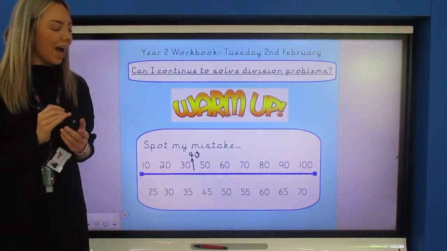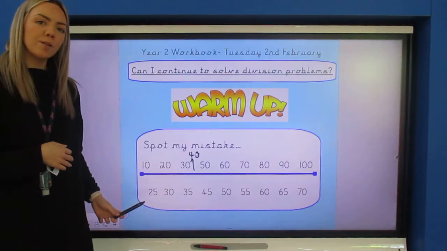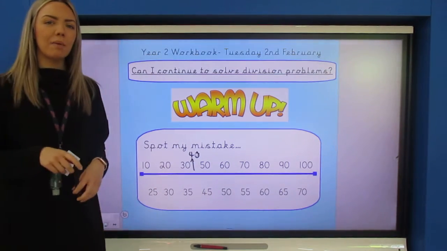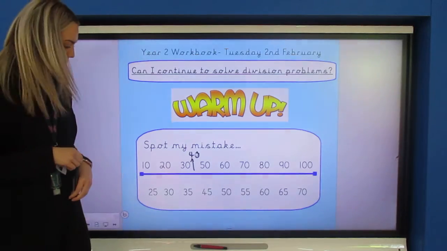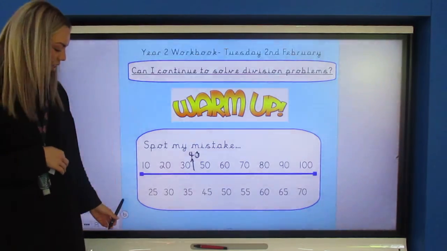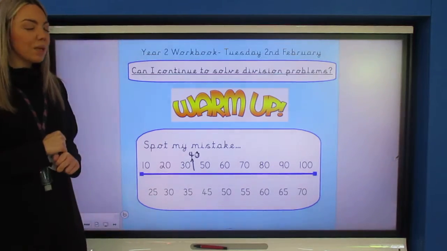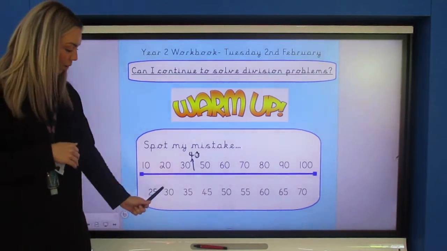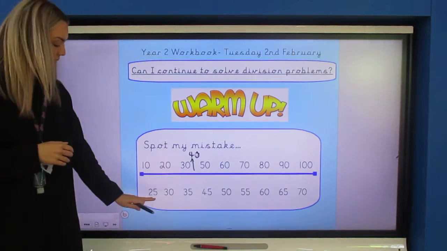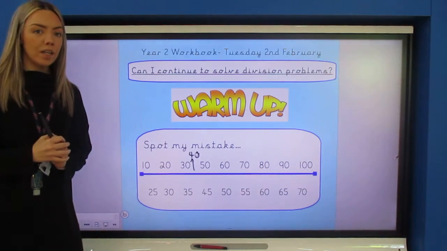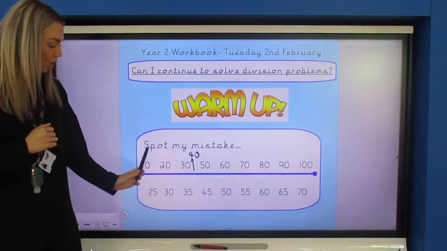Super job. Have you spotted my mistake on my second sequence? What am I counting in my second sequence, Year 1? 5s, you are right. And just because I didn't start at 0 or I didn't start at 5, it still doesn't mean that I'm not counting in 5s. If you look, I've still got my jumps of 5, haven't I? Even if I'm starting at a higher number. So, let's do it together then, shouting at my mistake when we get there.